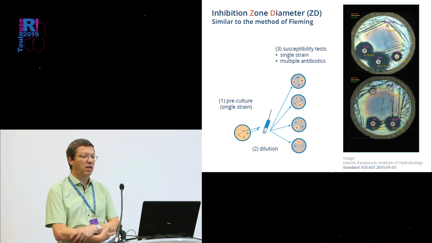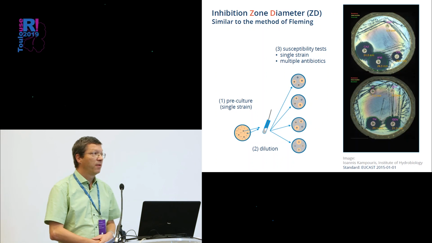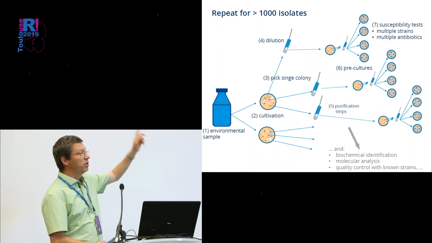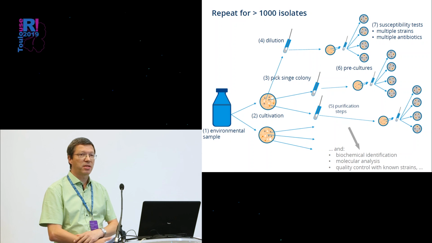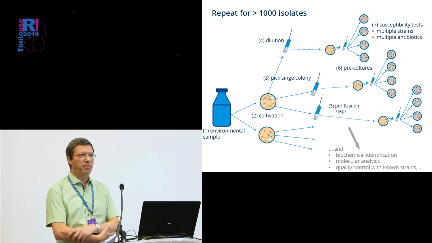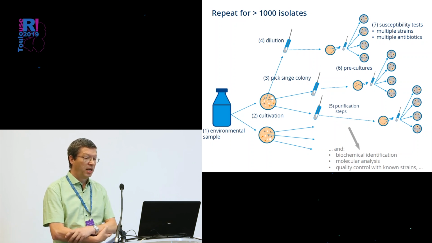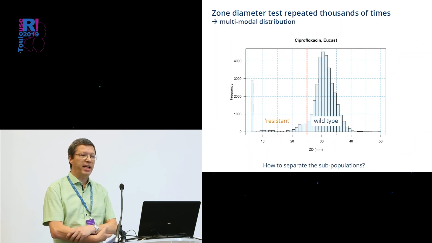We take an agar plate, put in bacteria and different antibiotics, and if you see an inhibition zone, then it's working, and if you see no inhibition zone, then it's not working, and this diameter can be measured. This is then done many, many times, so we get hundreds and thousands of isolates. In addition, there's also, of course, biochemical and molecular biological identification, quality control, and so on. And what we get in the end is a multimodal distribution.